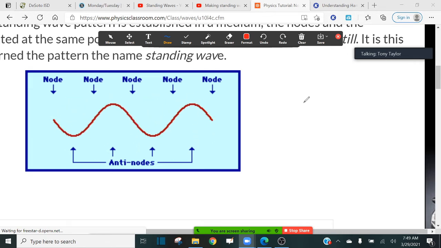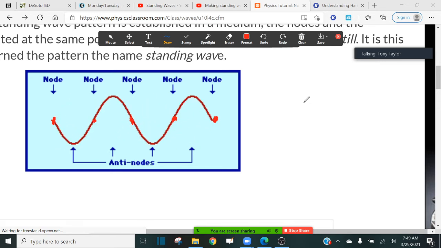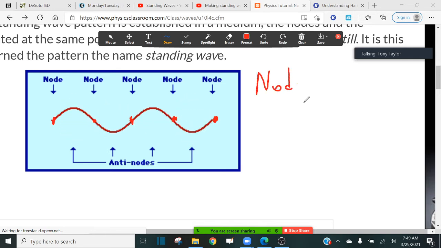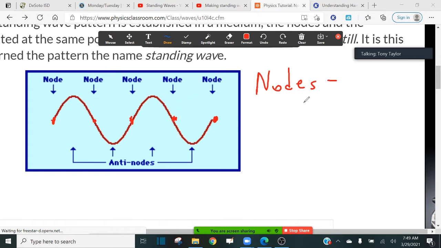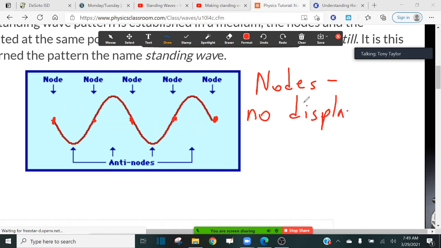So guys, look at this point right here. The wave is not moving at that point. If you look at this point right here, the wave is not moving at that point. And that point, and then also that point right there. So in red, nodes are points where the wave doesn't move. In other words, they're the areas where you have no displacement. The waves aren't moving at all, or the string isn't moving.